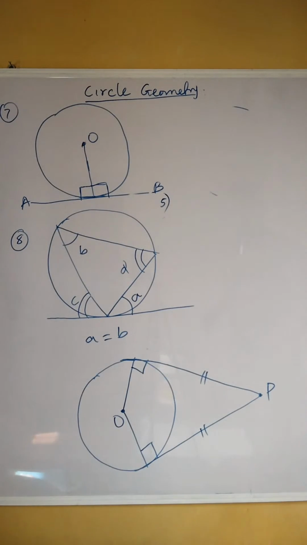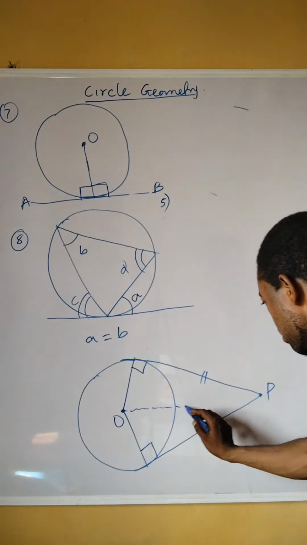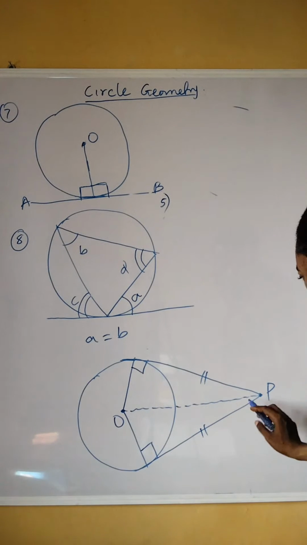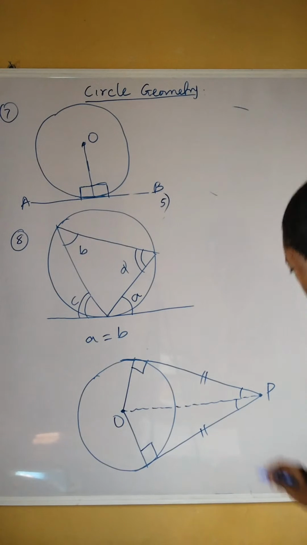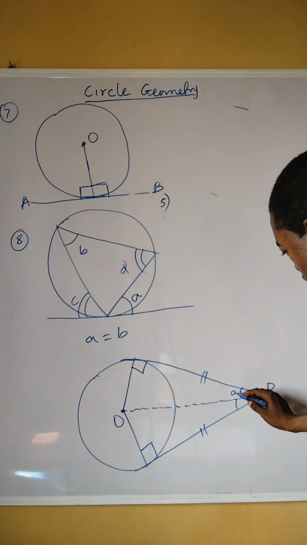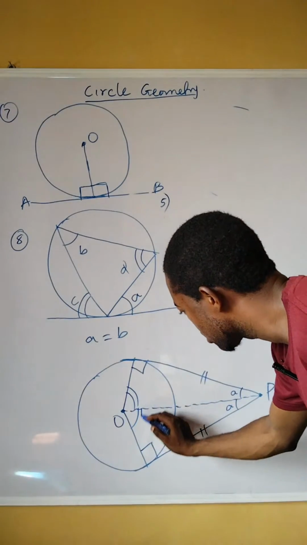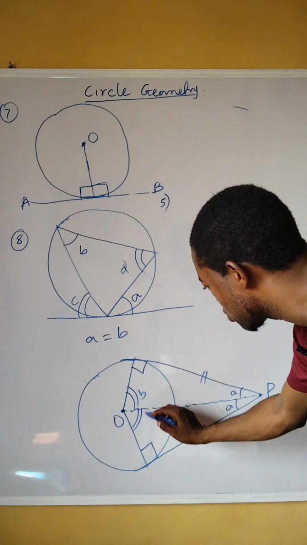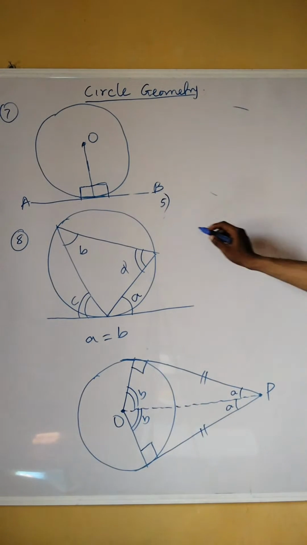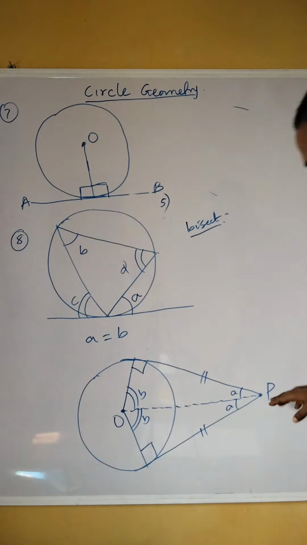All right, and a line drawn from the center to the point P. So if we draw a line from the center to the point P here, this line bisects the angle at P. So it means that we have the same thing here. If this is A, this is also A. And it also bisects the angle at the center here. So this is B, this is also B. Bisect in mathematics means to divide into two equal parts. So this angle here is being bisected by this line. So that's the important thing to know in this theorem 9.